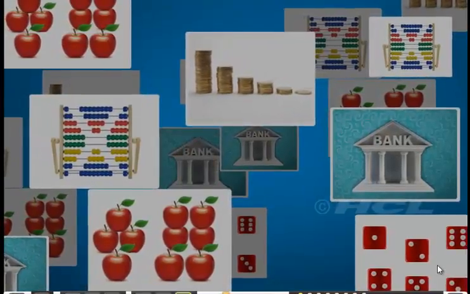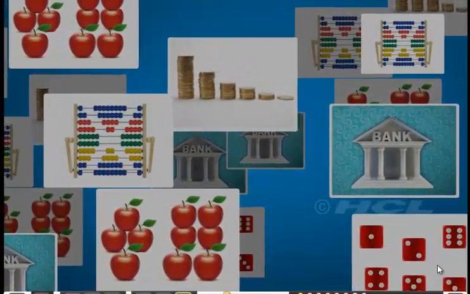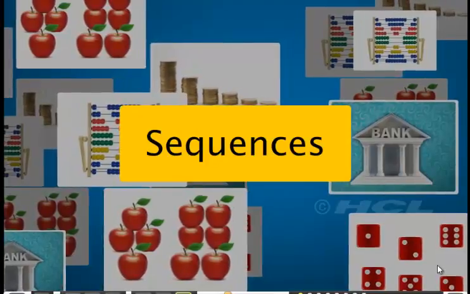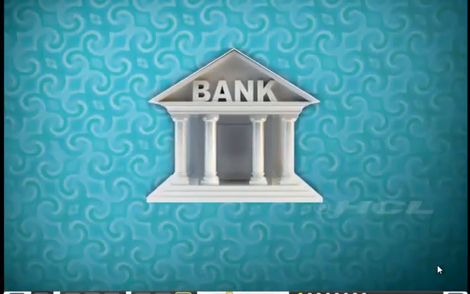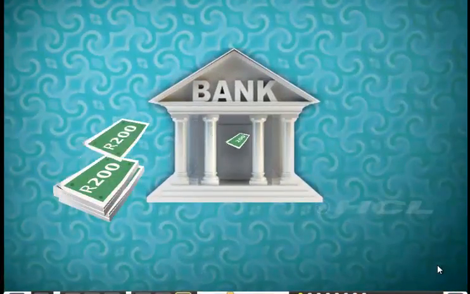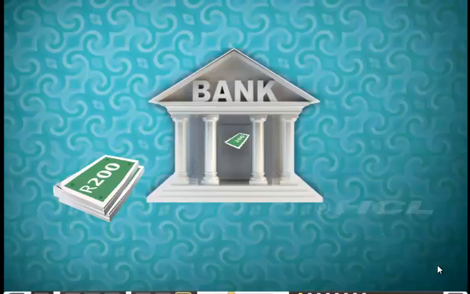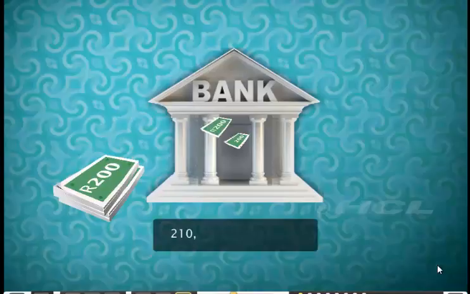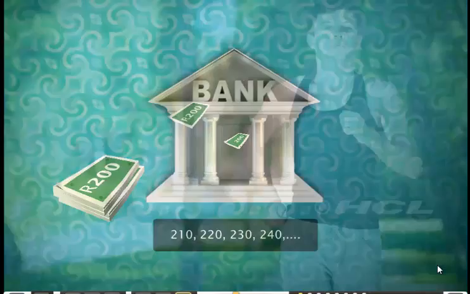There are many situations in our everyday life where we encounter number sequences. For example, say 200 rands are deposited in a bank at a 5% rate of simple interest. The account balance at the end of each year is given as shown.